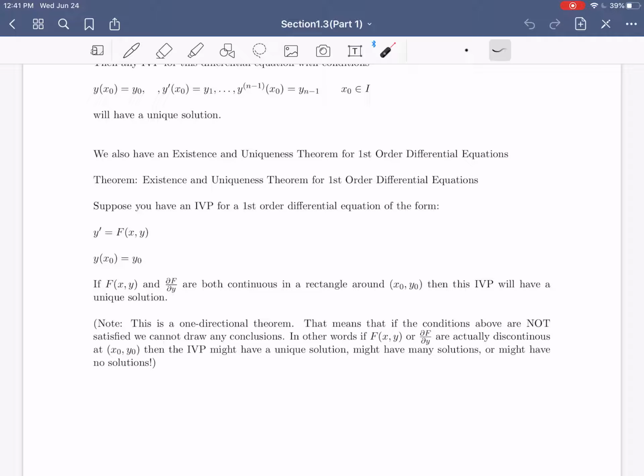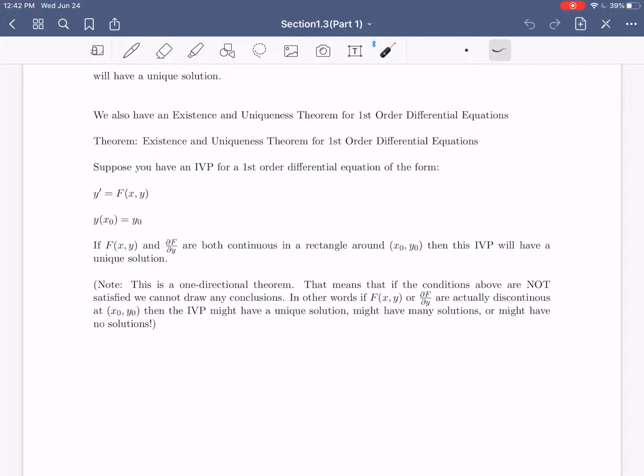In general, all existence and uniqueness theorems for differential equations apply to IVPs. They don't apply to solutions to the differential equation just by themselves, but they apply to solutions that have to satisfy a set of initial conditions. So this is saying that as long as this function and its partial with respect to y are both continuous near the initial condition, then it's guaranteed that the IVP will have a unique solution.